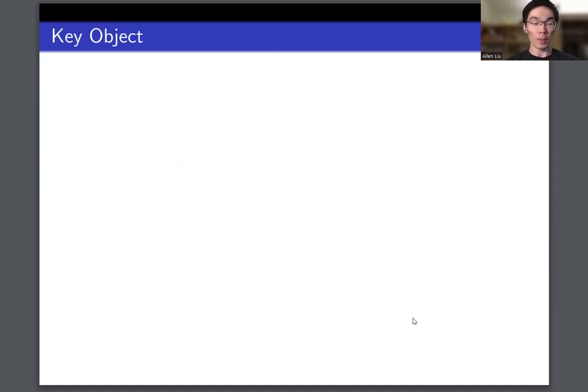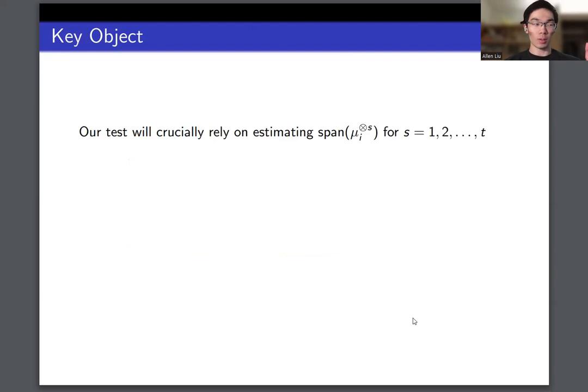So the key object that we'll need to estimate in order to construct our test function f is the span of mu_i to the s. Again, mu_i to the s is a d to the s dimensional tensor, and we'll want to estimate the spans of these for s equal to 1, 2 up to t equals log k. So our actual test function f will be based on our estimates of these spans.